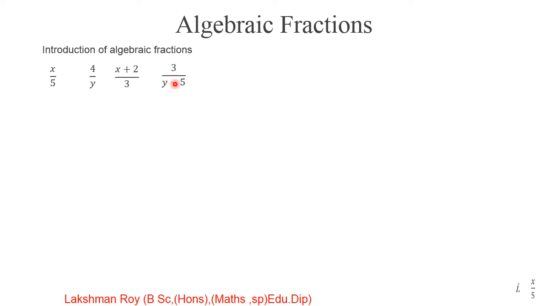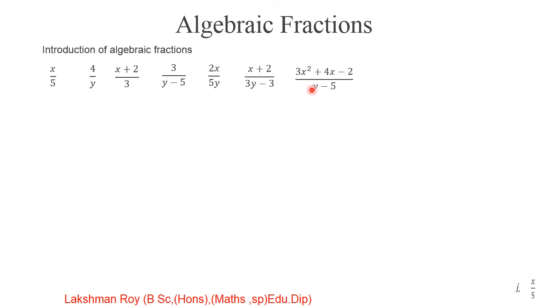Let's see this one, 2x over 5y. See here, the numerator is an algebraic term and the denominator is an algebraic term. So if both numerator and denominator have algebraic terms, that is an algebraic fraction. Here, the numerator x plus 2 is an algebraic expression, and the denominator 3y minus 3 is an algebraic expression. Both being algebraic expressions means an algebraic fraction. Here the numerator is 3x square plus 4x minus 2, a trinomial quadratic expression. So that is an algebraic fraction.